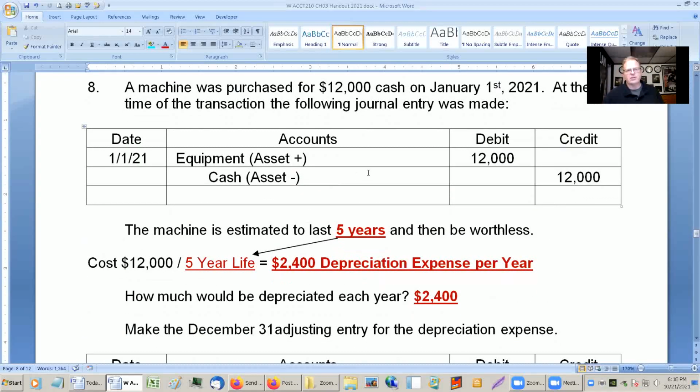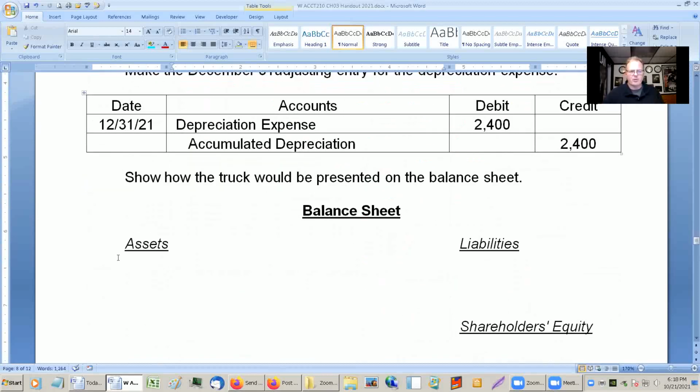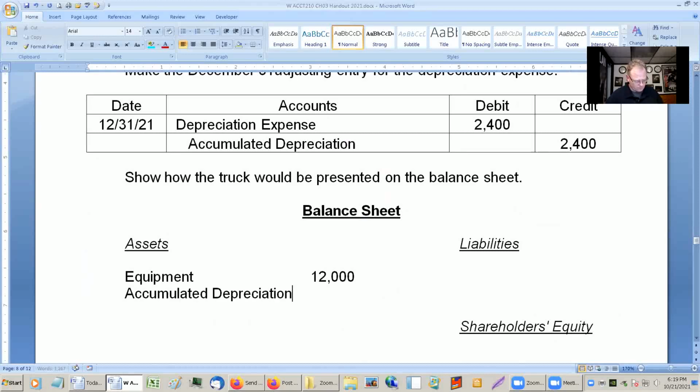Yeah, so the equipment's on the books for 12,000. On the balance sheet, there would be all kinds of assets and liabilities and there's equity, but just for this equipment, we would have $12,000 and $2,400.